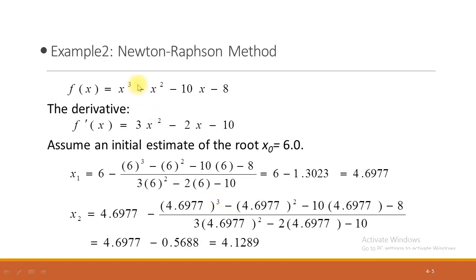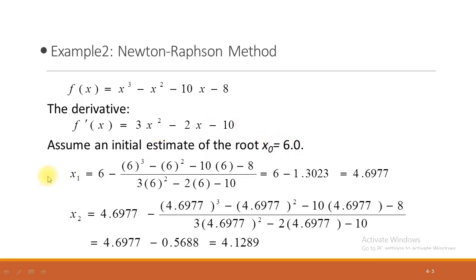Now let's move on to another example using the Newton-Raphson method. Another non-linear equation is x cube minus x square minus 10x minus 8. So by using the Newton-Raphson method, first of all, taking the derivative of the function by the power rule, 3x square minus 2x minus 10, and the derivative of 8 is 0. So assume an initial estimate of the root, suppose x naught is equal to 6.